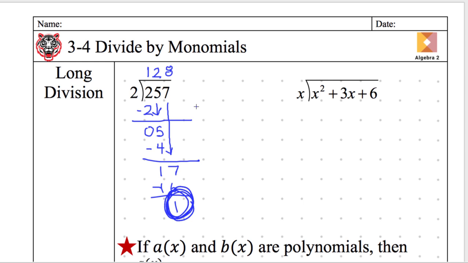Say it louder, Chris. I said that the first time. That right there is the remainder. Label it. I cannot spell remainder.